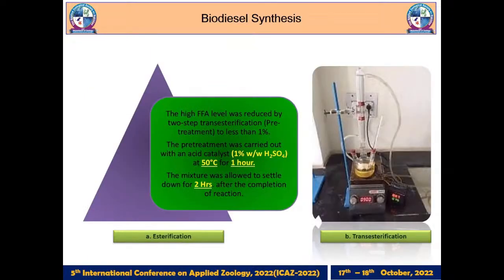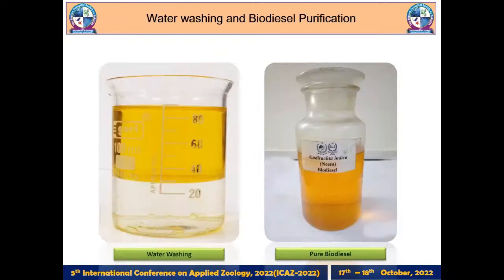The biodiesel was produced by a two-step method. First was esterification and the other was transesterification. The two-step biodiesel synthesis process was followed in order to reduce the high FFA content of the neem seed oil. As the result of this transesterification, fatty acid methyl esters were produced. The impure biodiesel was water washed and then purified.